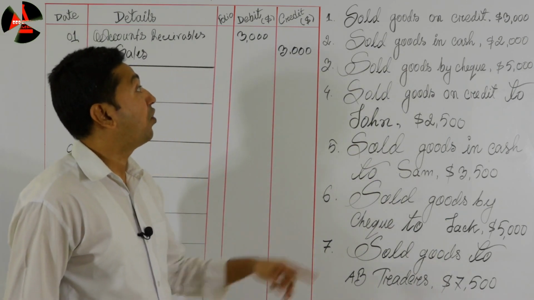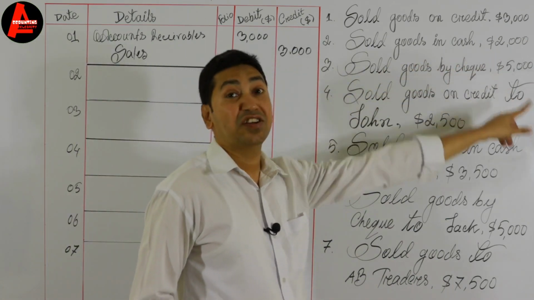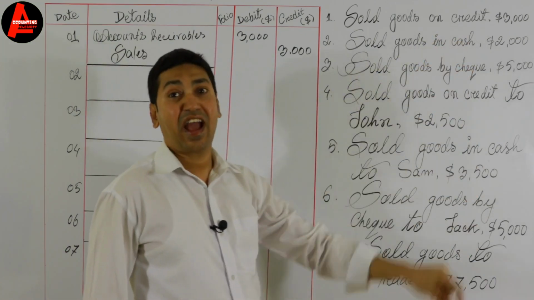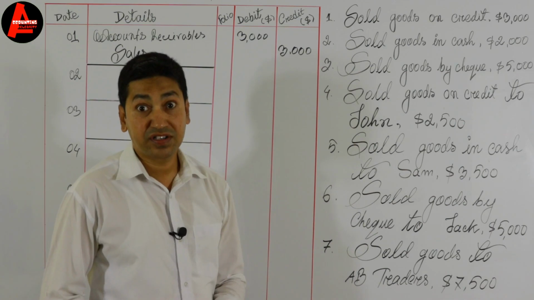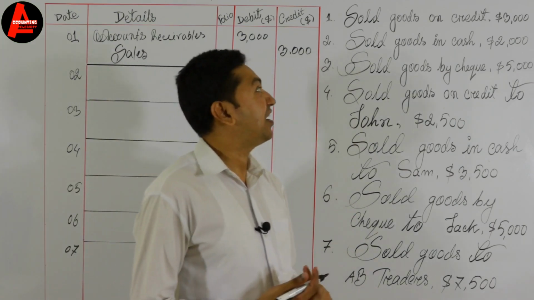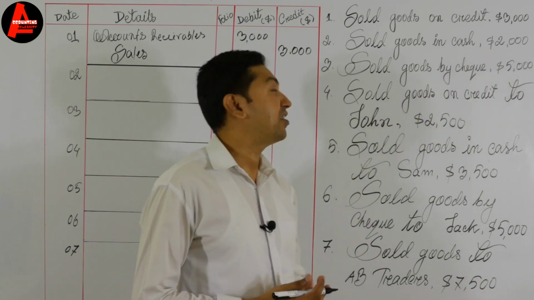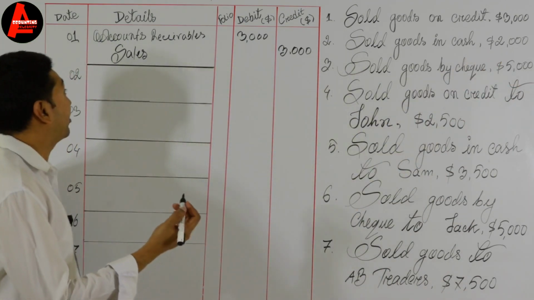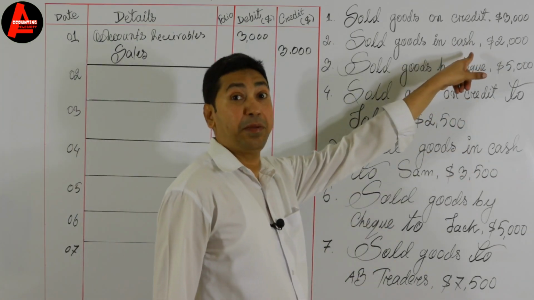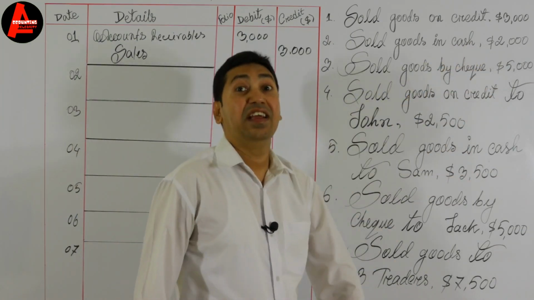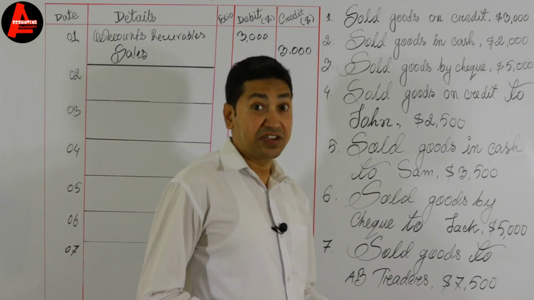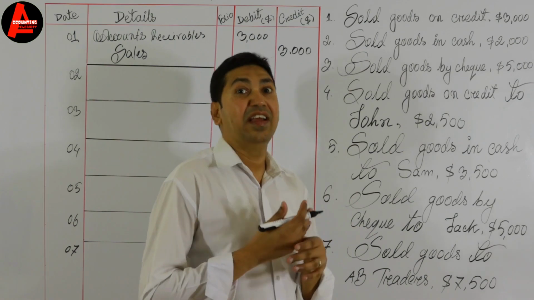What is the next one? Sold goods in cash, $2,000. Here it was on credit, but here it is in cash. That means you sold goods and you received money in cash. So it is $2,000. Sales is the revenue, it is credited. So what comes in here? Cash is coming into the business. Cash is an asset, it is a current asset. So asset is coming, asset is increasing, means asset will be debited.